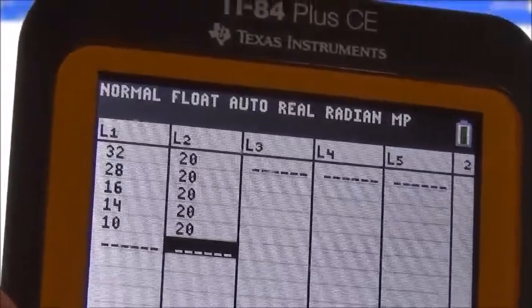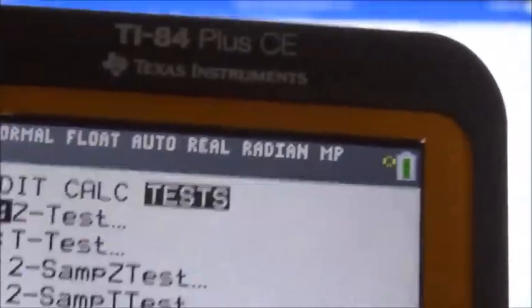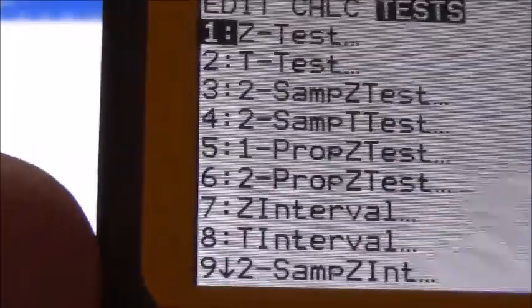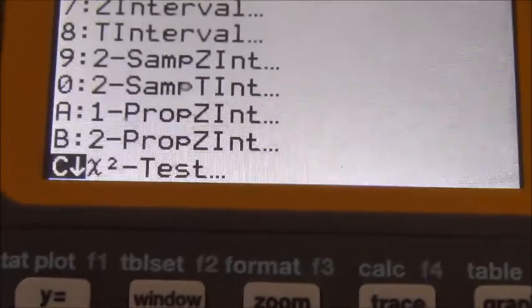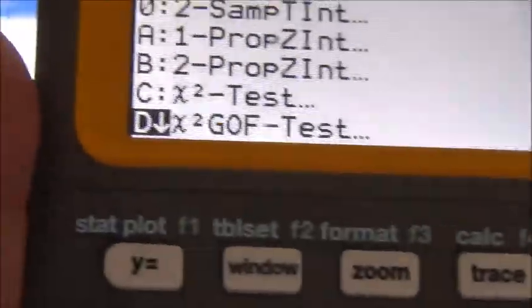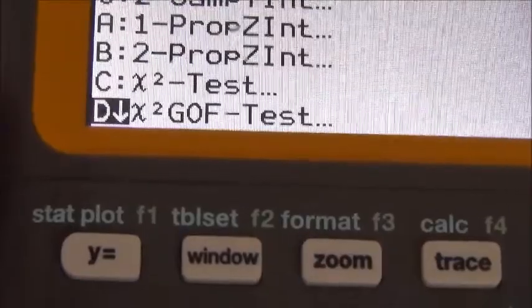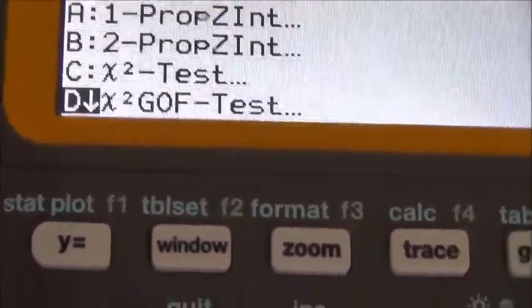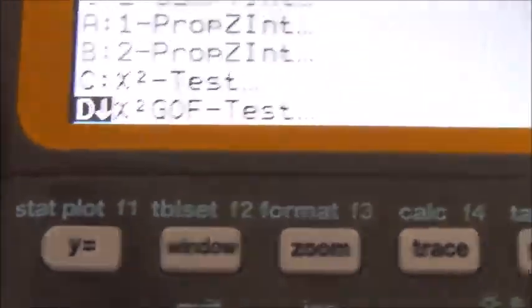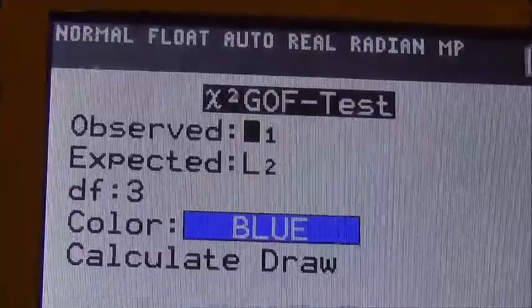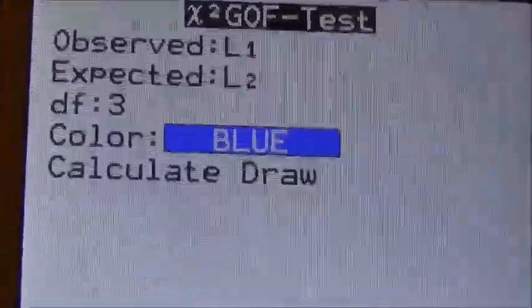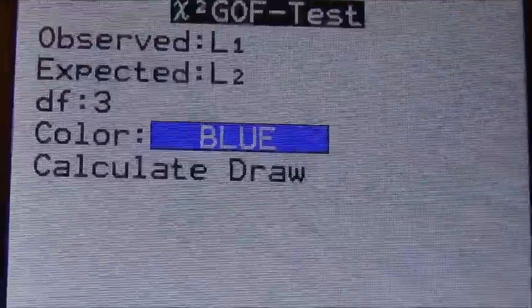I'm going to press the stat button, and just like when I did my other hypothesis testing, I'm going to cursor over to tests. Then I'm going to arrow down to D. You'll see that D is the chi-squared GOF, goodness of fit test. So D is the one I want, and I'm going to hit enter. It should be set so that your observed is list 1 and your expected is list 2. If it's not, second 1 puts list 1, second 2 puts list 2.